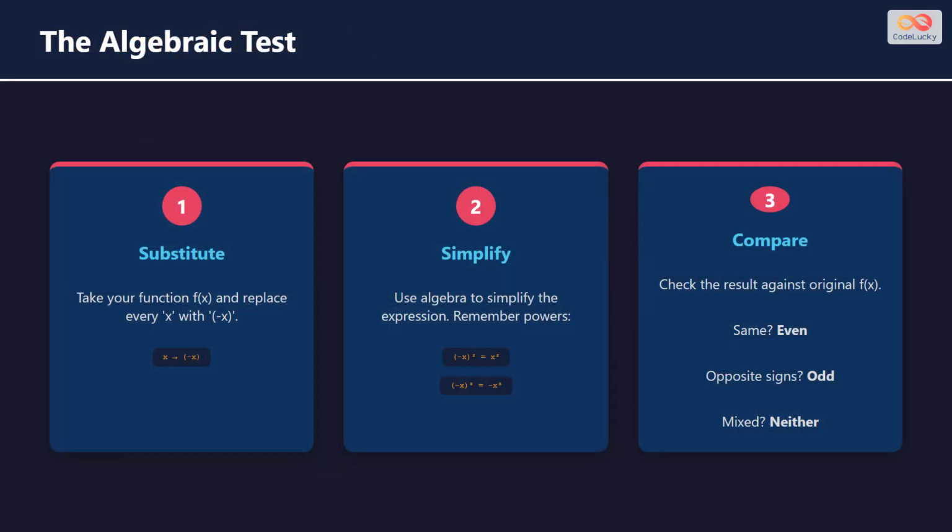How do we check if a function is even, odd, or neither without graphing it? We use the algebraic test. Step 1 is to substitute negative x into the function. Step 2 is to simplify using algebra. Step 3 is to compare your new result with the original function.